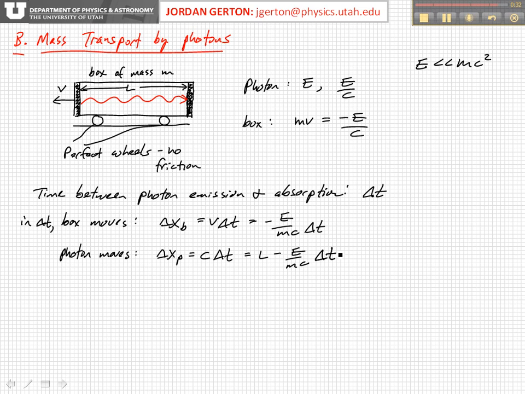Once the photon gets absorbed at the right side, the box stops because it gets a momentum kick to the right in the opposite direction of the same magnitude, and so the box stops. The photon's absorbed, and the box has moved this distance.